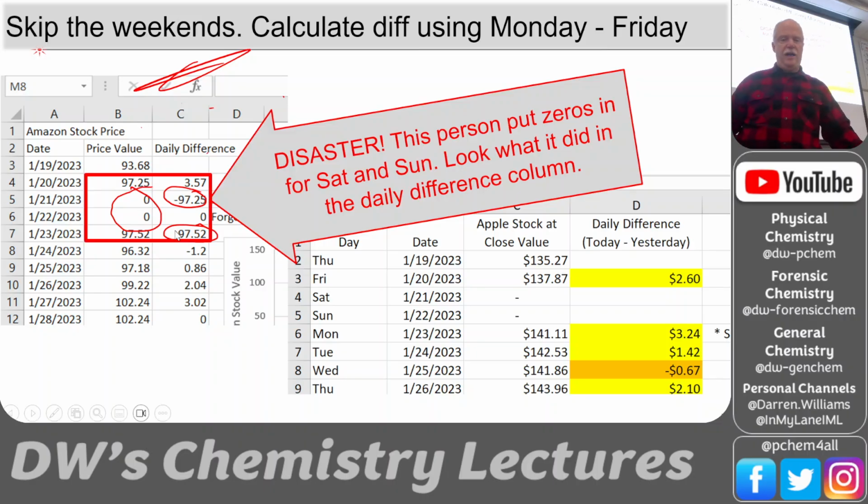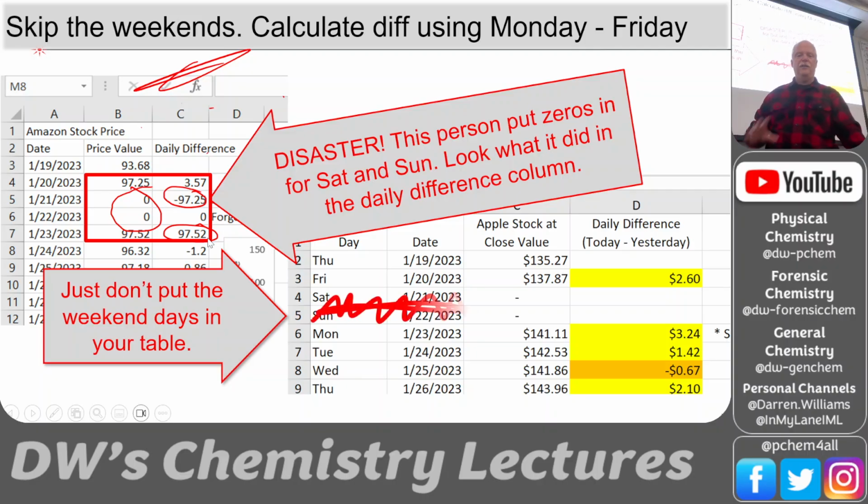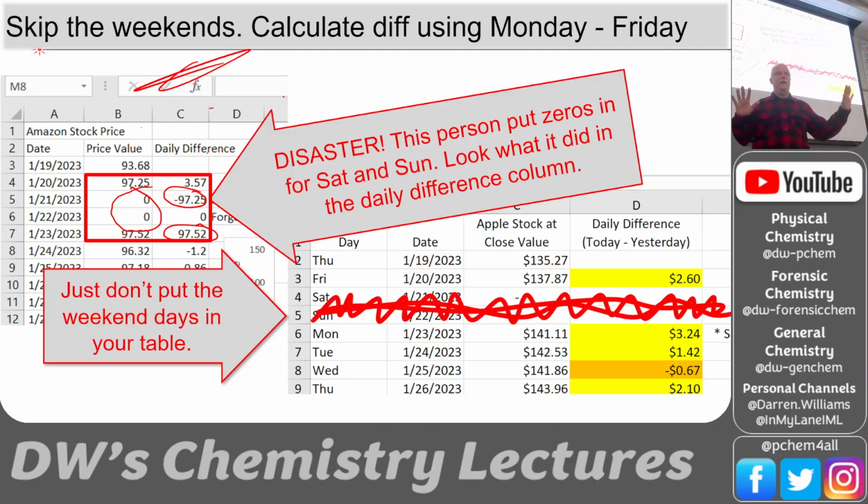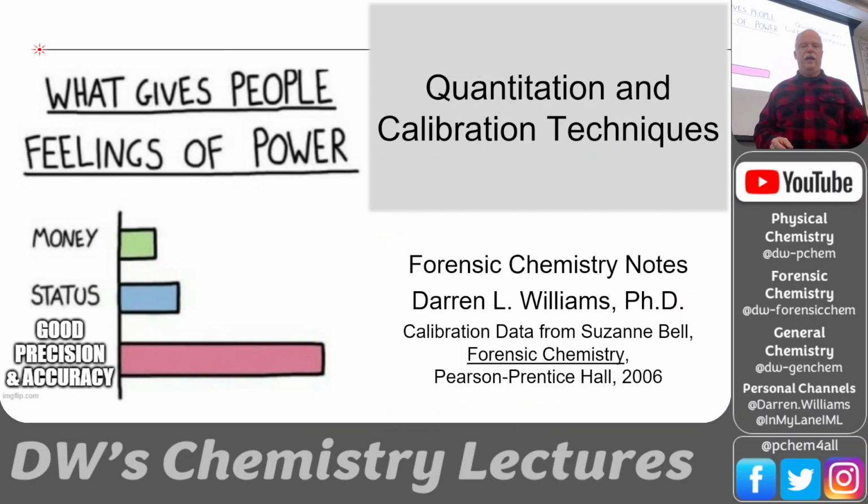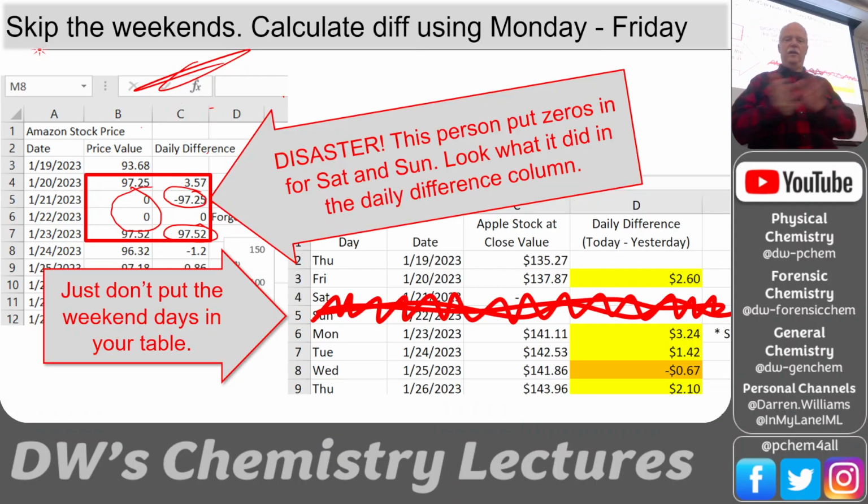So the answer to that is just don't put the weekends in your table if you're collecting weekday data. Like if you're doing stocks, they only trade on the weekdays, the business days. So don't even collect data on Saturday and Sunday. And so then your difference is just Monday minus Friday. So that's the previous price, and you just subtract it. So just don't even include that. Okay, so that's our control chart data tips.